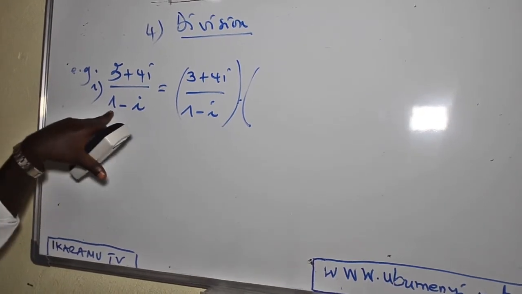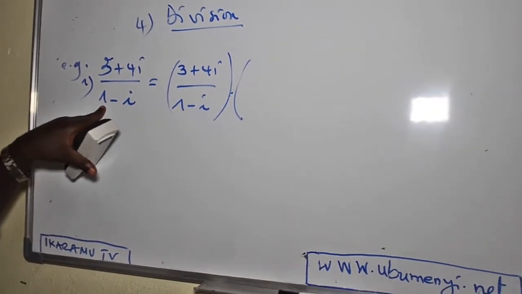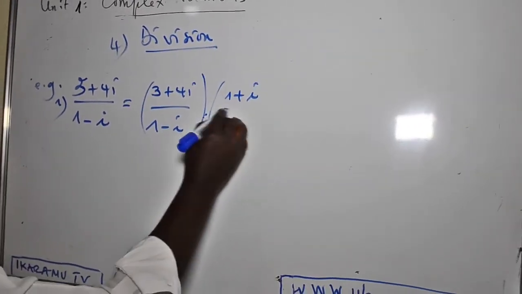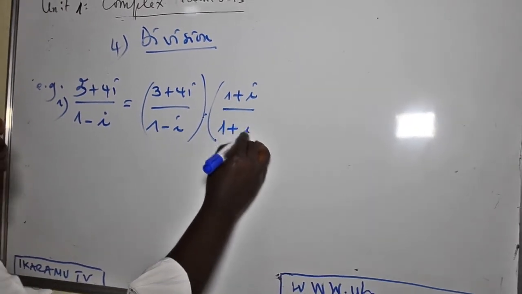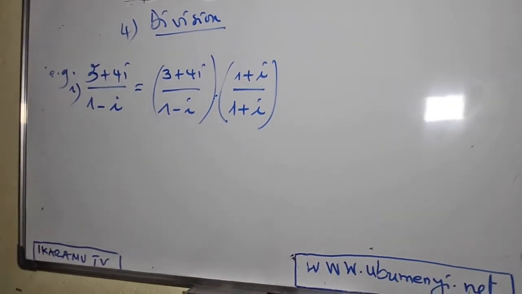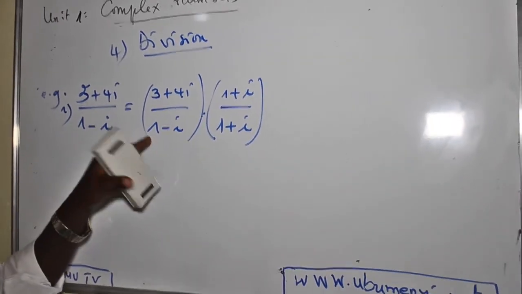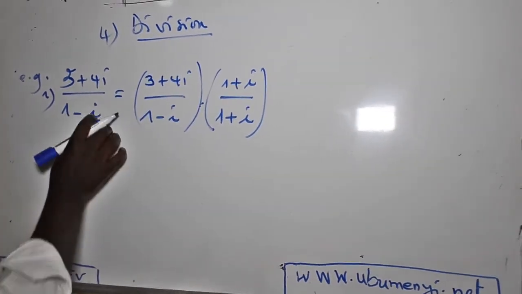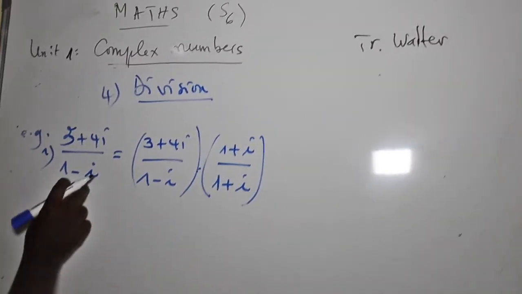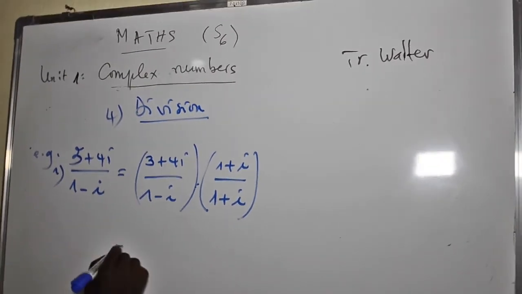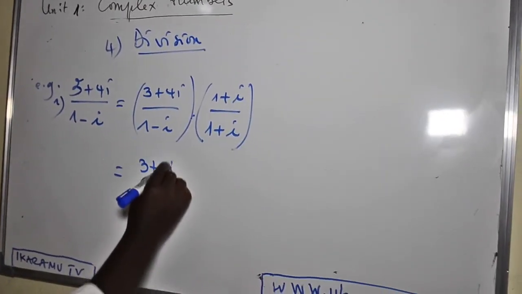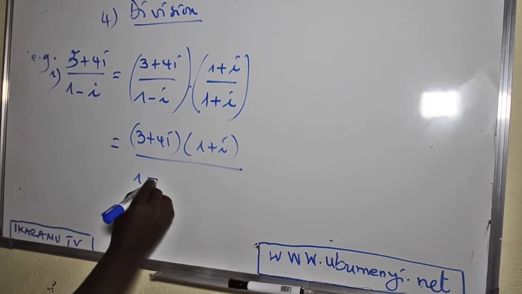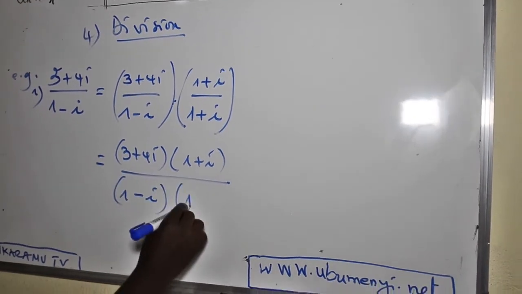What does it mean? The denominator is 1 minus i. Its conjugate will be 1 plus i. So we always multiply on both the numerator and the denominator with the same thing, which means that it doesn't affect the number, because if we simplify, we come back to the number we have here. So here we shall get now 3 plus 4i times 1 plus i over 1 minus i times 1 plus i.